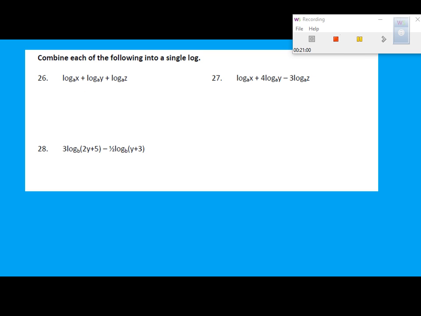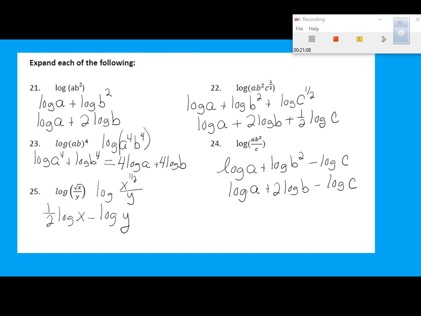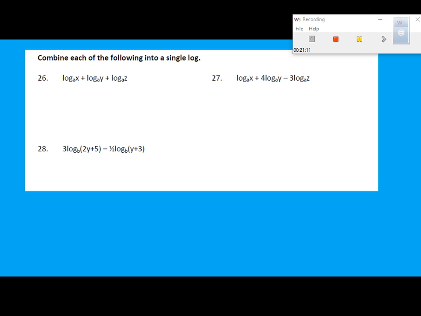Now, this little group, we're going to put the logarithms together. We're going to write them as a single logarithm. So we're going to undo what we just did right there. So here goes. My number 26, I got log base A of x plus log base A of y plus log base A of z. Well, I can combine this to a single logarithm by thinking of it as log to the base A of x times y times z.